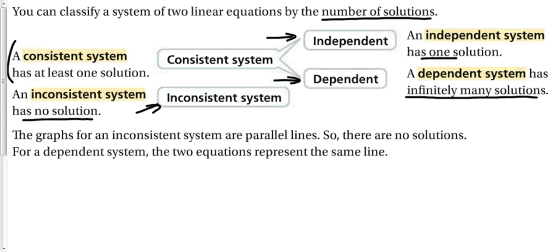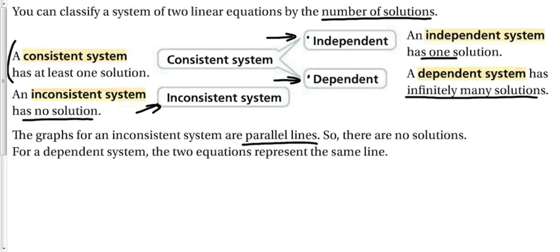So we have three types: independent, dependent, and inconsistent. Independent, one solution. Dependent, infinite solutions. And inconsistent is no solutions. If we look at the graphs of these, the graph of an inconsistent system is two lines that never intersect. That has to be parallel. That's why there's no solutions.